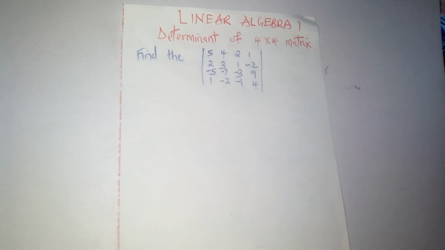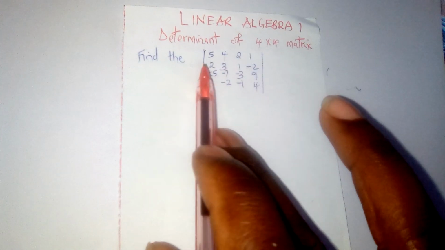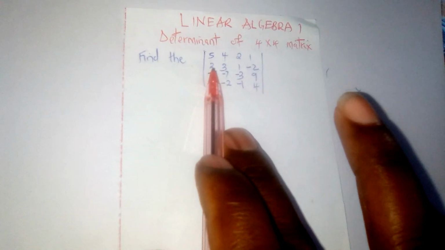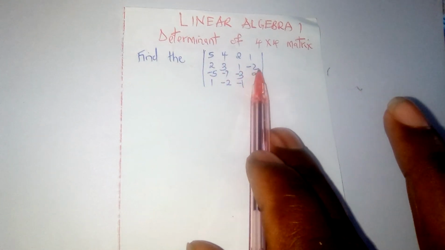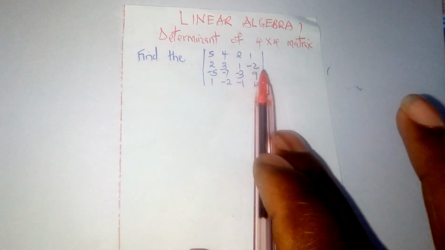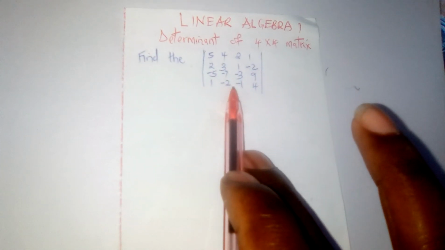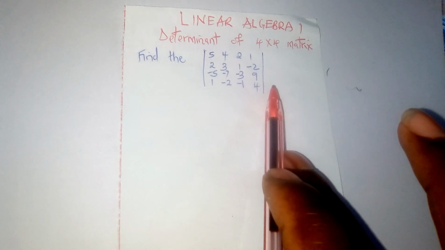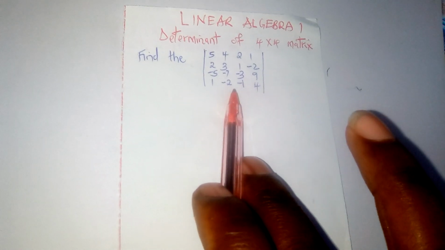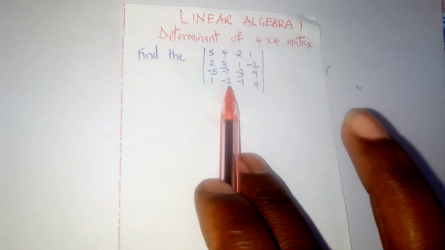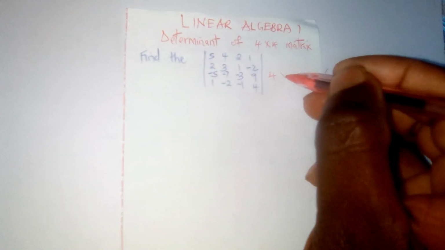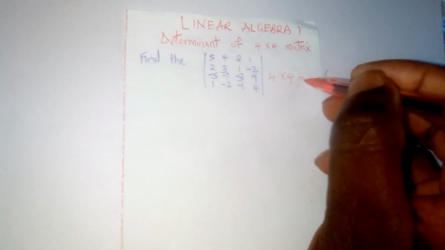Now I've been told to get the determinant of the matrix: 5, 4, 2, 1, 2, 3, 1, negative 2, negative 5, negative 7, negative 3, 9, as well as 1, negative 2, negative 1, and finally 4. Now, how can I perform the determinant on this 4x4 matrix? Remember, it is a 4x4 matrix. Very important.